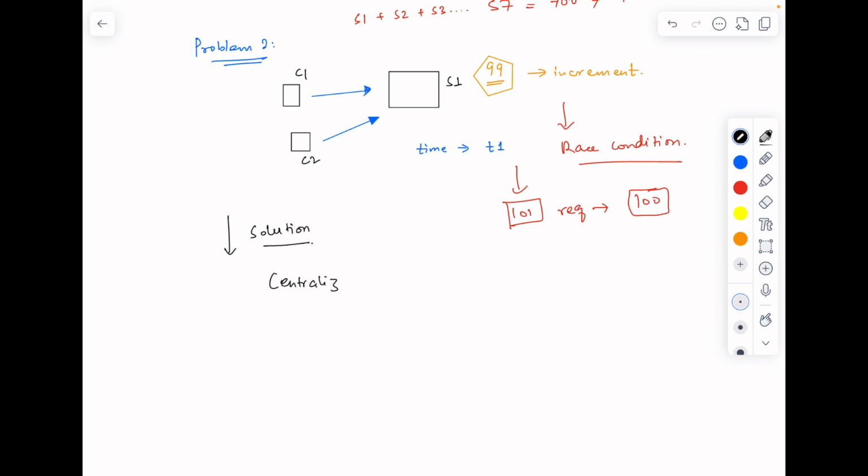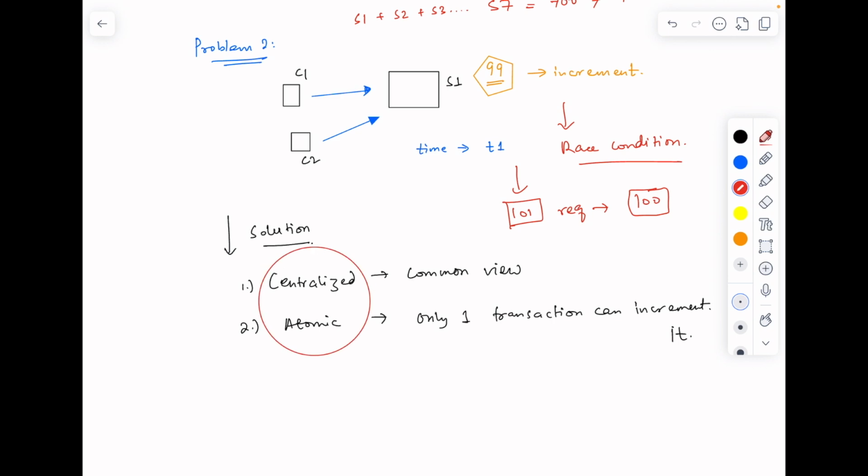So clearly from these problems, the solution that comes out of it is we want our counter to be centralized so that all the servers have a common view of it. We also want our counter to be atomic in nature. Okay, basically we want only one transaction can increment it. So these are the two things that we are looking in our solution, correct? We want a centralized and an atomic counter.